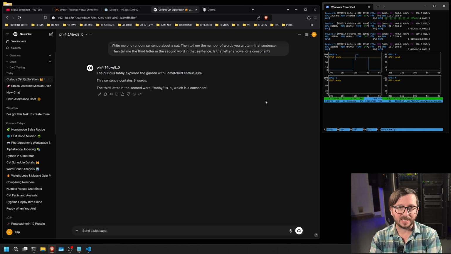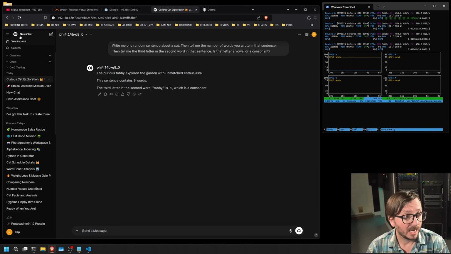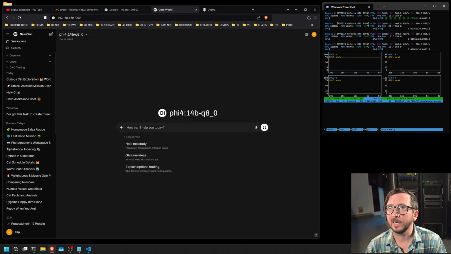The curious tabby explored the garden with unmatched enthusiasm. 3, 4, 5, 6, 7, 8, 9. It did count that 9. The third letter in the second word. Okay. It looks like it got this wrong. Yep, it got this wrong. It gave me the third letter in the third word, tabby. So another fail there for Phi. Not doing very good here on this.